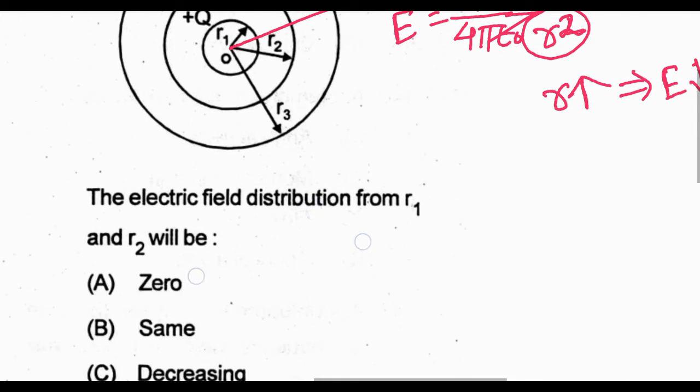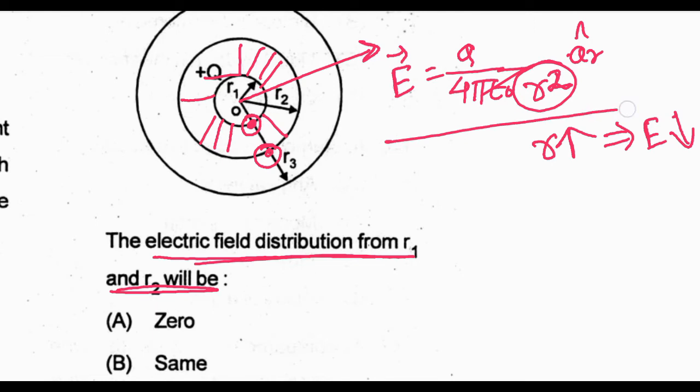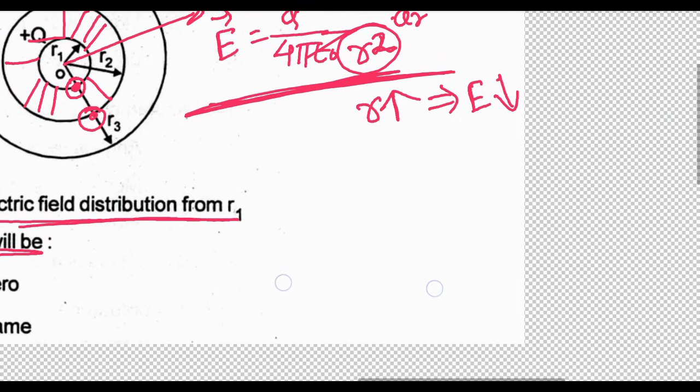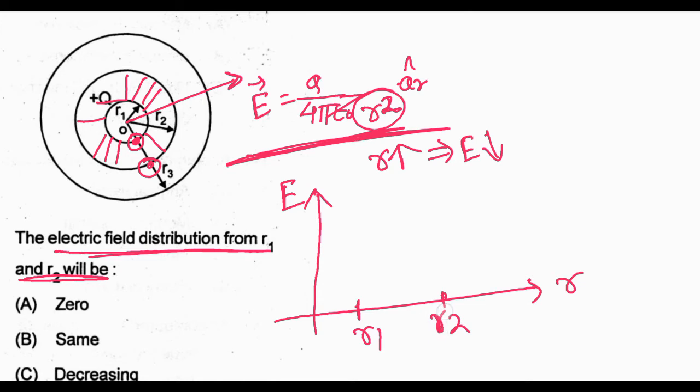In this question, it is only asking for r1 to r2. That means from here to here, from this point to this point. This medium is air, already given, so it will follow this path. And what will the variation be like? Suppose this one is E, electric field, and this one is r, radius, up to r1, then up to r2, and again r3.